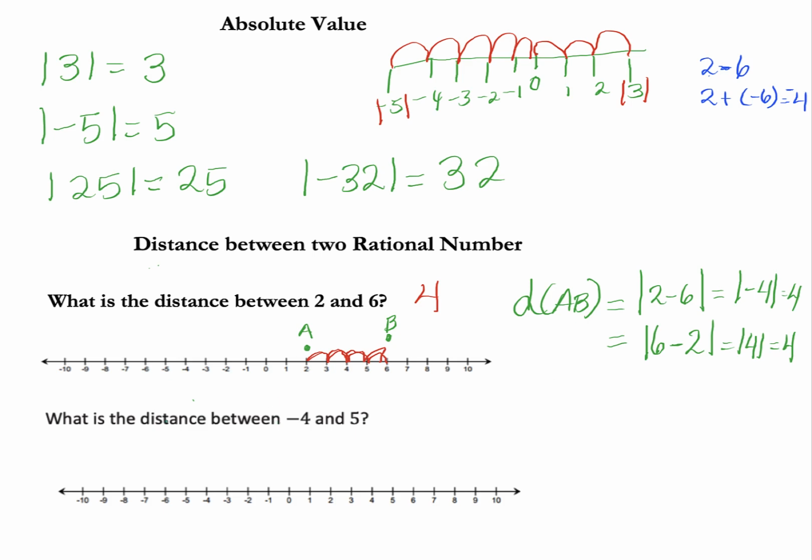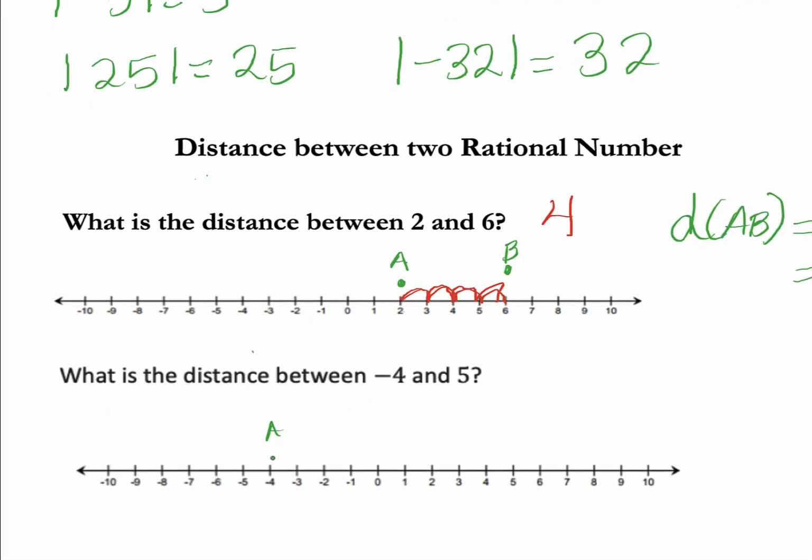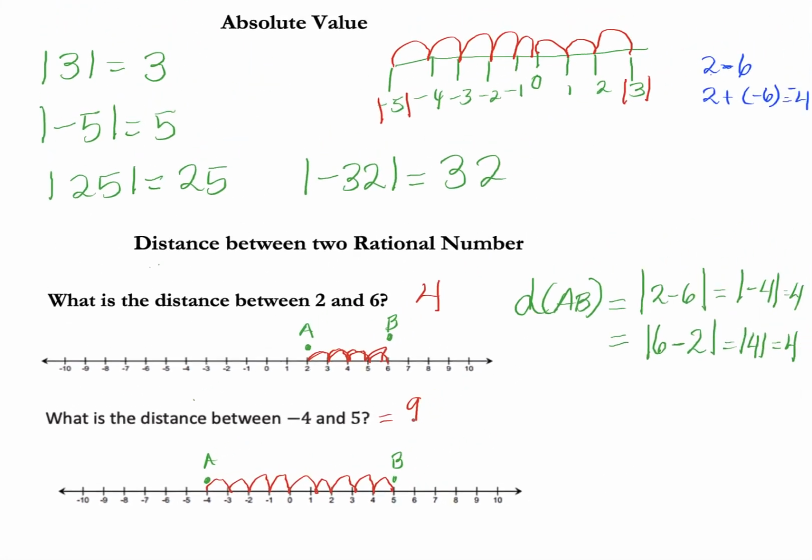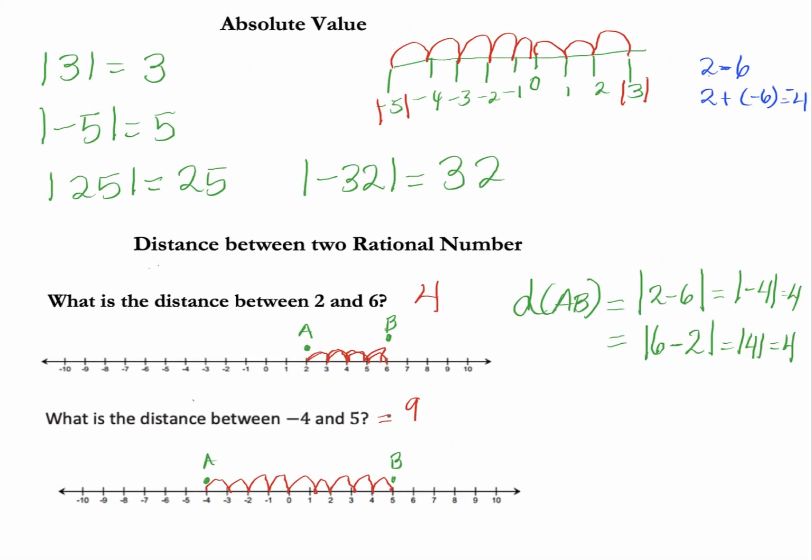Let's try it again. What is the distance between negative 4 and 5? So on the number line, here's negative 4. Let's call that A. And positive 5 is right here. Let's call that B. Again, we have some students that, because the numbers are so small, will just draw a number line and start counting: 1, 2, 3, 4, 5, 6, 7, 8, 9. And they're like, oh, the distance is 9. Finito. But you have to be able to write this as an expression.